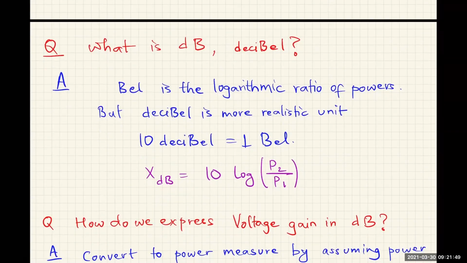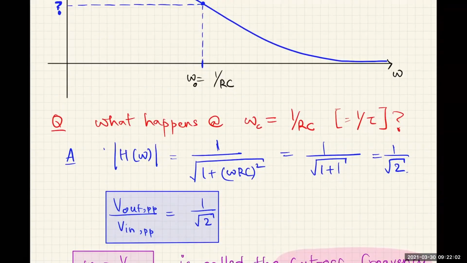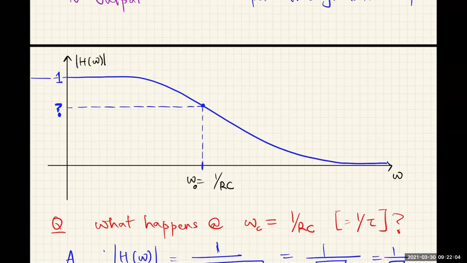Now, if you read the book, you'll come across the decibel scale to express gains. If you look at this picture, you have the gain expressed in volts per volt, and you see things happening here. But as you go towards the higher frequency, anything that's happening here you can't really see properly because it's all going to zero.